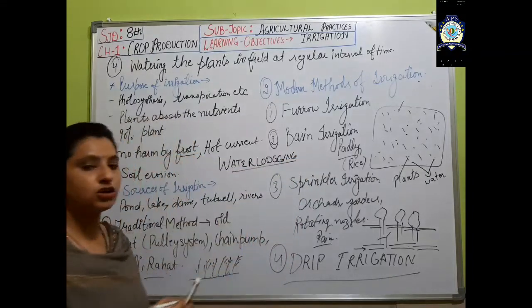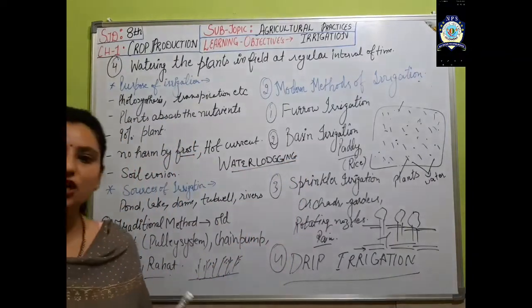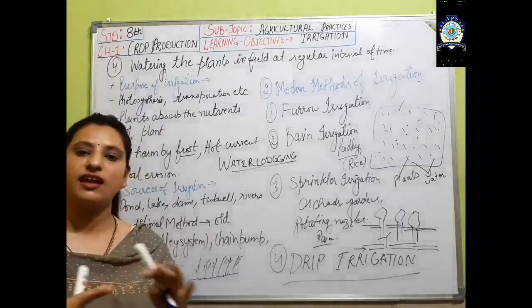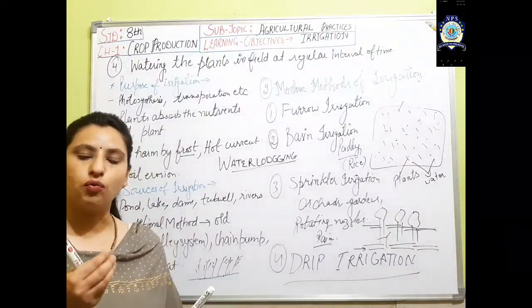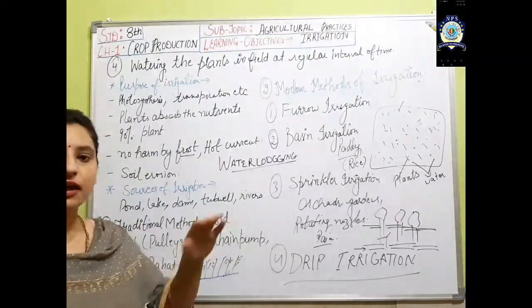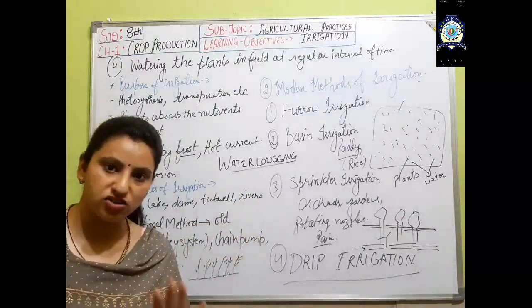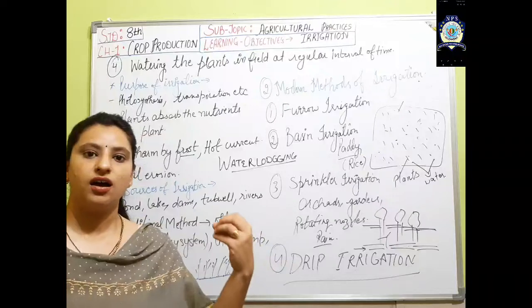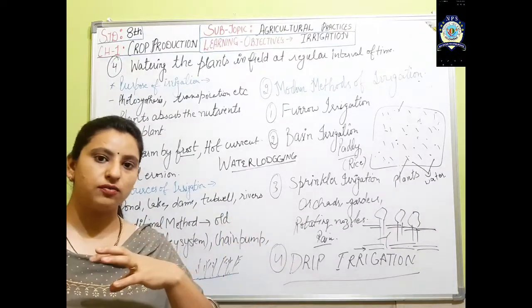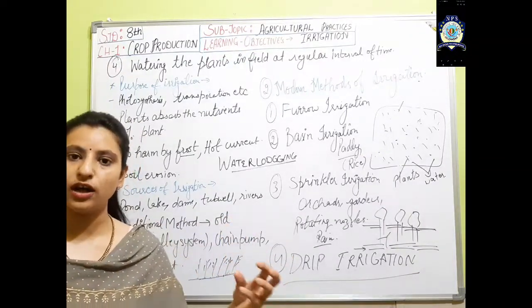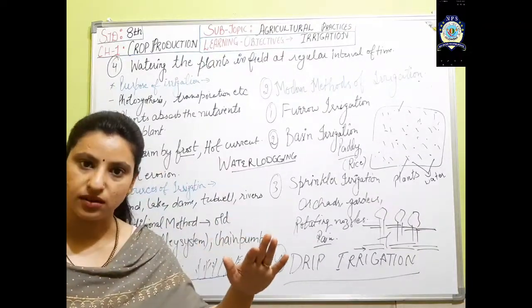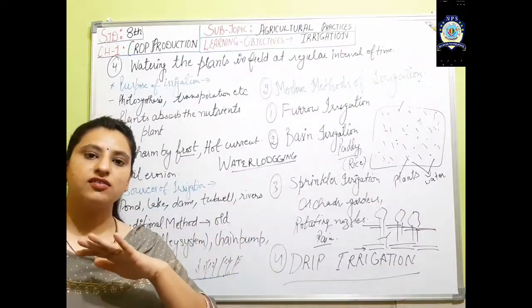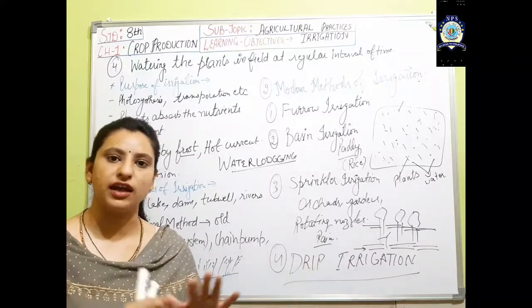Now what is it, water lodging? Water lodging means a large amount of water accumulates in an area where agriculture practice has been done. So what is happening in water lodging? If there is agricultural land and the crop has just grown in that area, what happens? Due to some natural calamity, a flood occurs, and due to that flood there is accumulation of a large amount of water in that area.